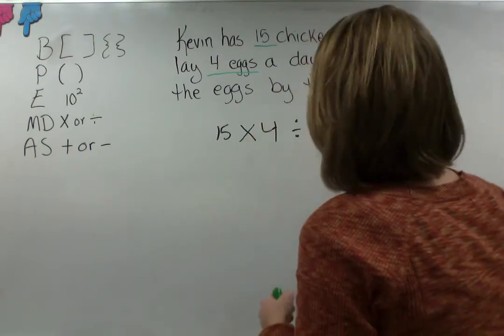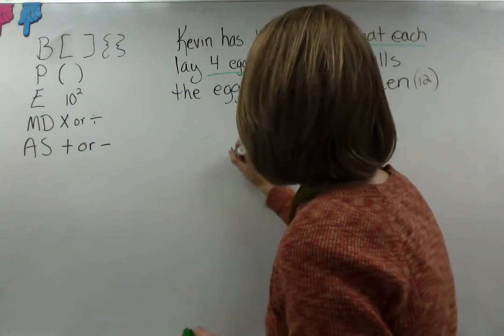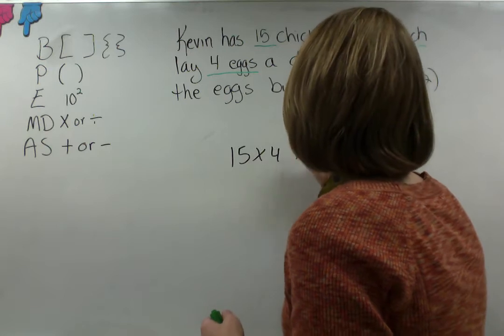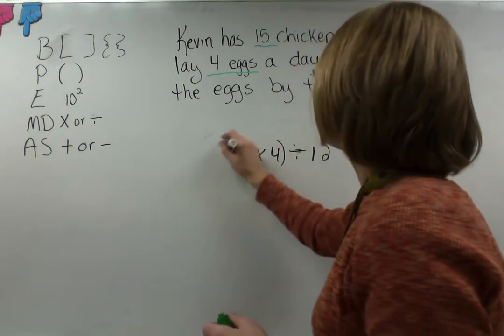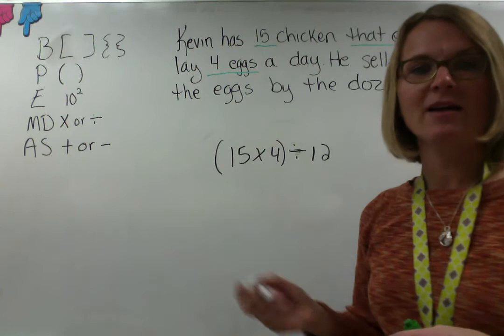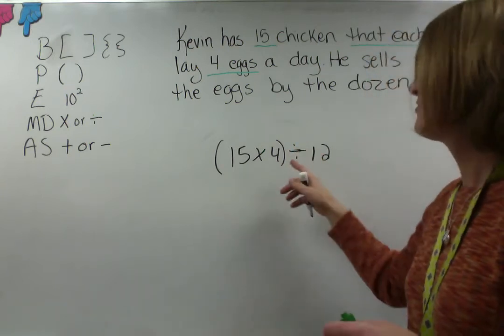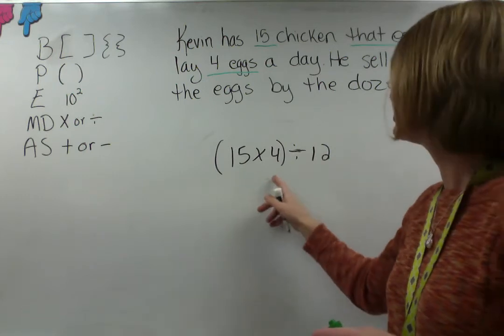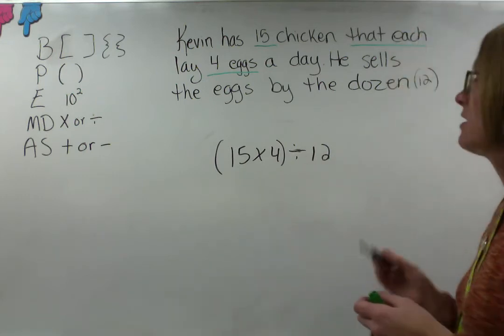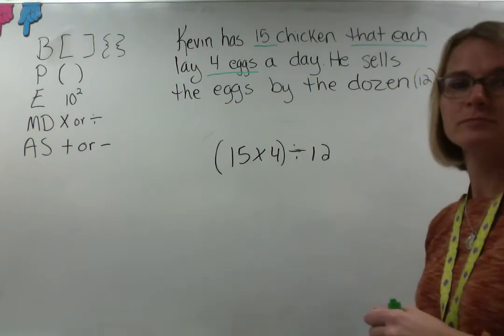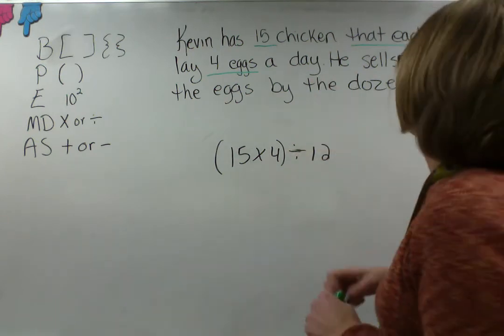Now, let me move that down just a little bit because I'm going to add something to it. 15 times 4 divided by 12. Now, we need to do this first. So for us, it's totally fine to put this in parentheses because it needs to be done first and it's going to help us. But because of order of operations, because it's multiplication, it would have been done first anyway. All right, so we got 15 times 4 divided by 12. That is our expression to solve this problem.